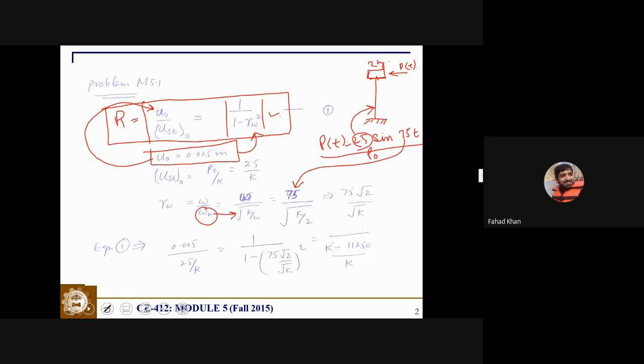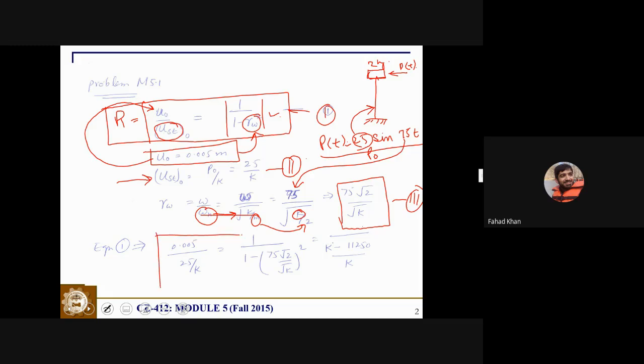which is equal to the square root of K by m. Now the value of K is unknown because it is largely dependent on the cross-sectional dimensions that we need to determine. However, the mass is given as 2 kg. So the R omega value will come out to be 75 square root of 2 divided by square root of K. This is our equation 1, this is equation 2, and this is equation 3. So this value will come from equation 3, and this value will come from equation 2. Put all these values in equation 1 and you will get this equation.